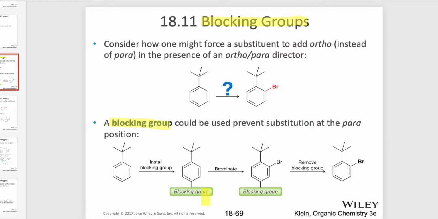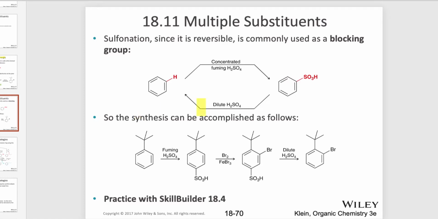We install the blocking group. It's just here like a placeholder. Then we brominate, and then we remove the blocking group. How do we do this? Well, when we discussed the sulfonation reaction, we learned that there's a forward and a backward reaction. If we have concentrated fuming acid, this meant that there is SO3 enriched in the reaction mixture. It's an SO3 addition. We get the sulfonic acid, which is electron withdrawing, has its own effects. But if we dilute that, we can go back and get rid of this. So this SO3H group is a very good blocking group. So we can now accomplish our goal.